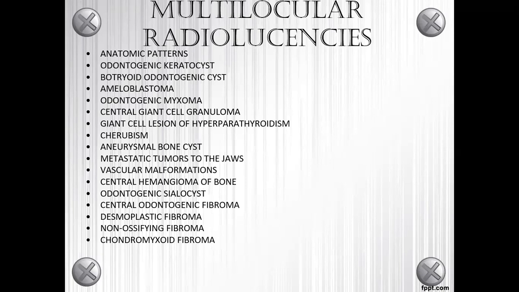And multilocular radiolucencies affecting the jaw can be an expected 10 marks question for you. Enumerate the multilocular lesions affecting the jaw, and write in detail about any of them, maybe your OKC, your central hemangioma or anything. This is a very commonly asked question in your written exams as well as in your viva. In your viva, your 8 lesions should just come slip: odontogenic keratocyst, ameloblastoma, odontogenic myxoma, CGCG, giant cell lesion of hyperparathyroidism, cherubism, aneurysmal bone cyst, and central hemangioma.